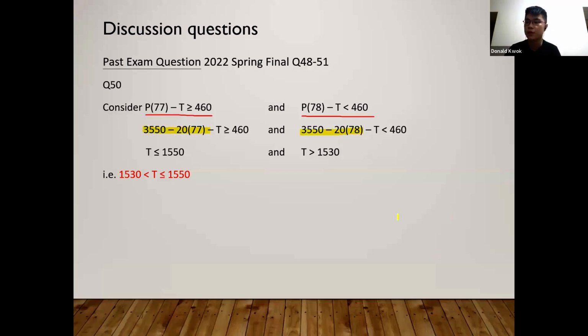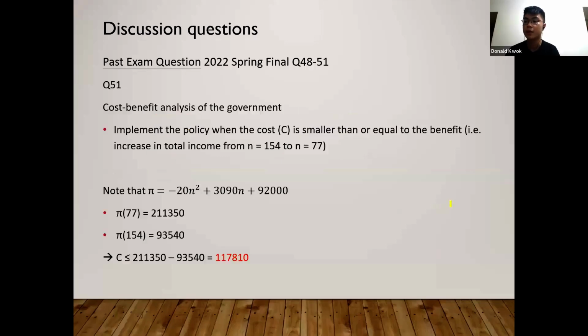Finally, question 51. If there's an implementation cost C for the government to implement any policy, what would be the value of C such that the government would still implement the policy? This time, it will be a cost and benefit analysis of the government. The benefit of implementing a policy is to increase the total income of all villagers from the market equilibrium point to the socially efficient point. While the cost of implementing the policy will be the C that we are going to find.